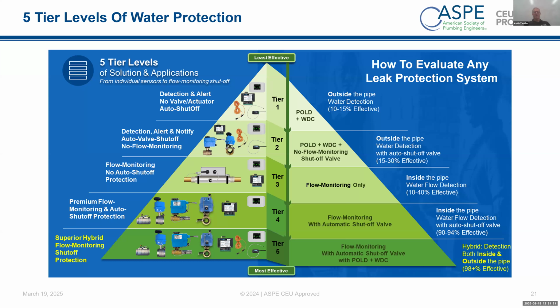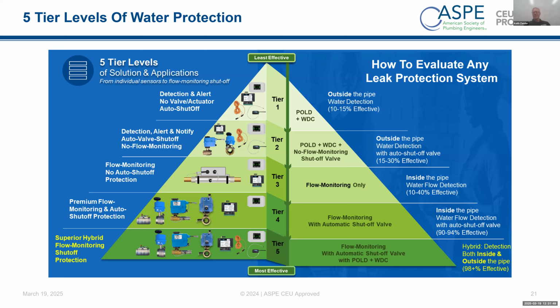So tier 1, this is kind of a generalized effectiveness based on insurance studies. What this one insurance company did, it's a proprietary study, and a lot of these insurance companies have gotten bought out. But effectively what they've said is, okay, if I've got point of leak sensors in there, it's only about 10 or 15% effective because I don't have a shutoff.